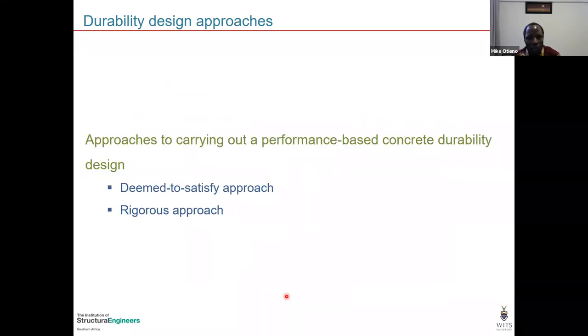There are two main approaches in terms of carrying out performance-based durability design. The first one is what we refer to as the deemed-to-satisfy approach, which is mainly based on empirical knowledge and data: if concrete made using this type of cement in this type of environment has survived for this long, or has proven to survive for a certain number of years, then we can rely on that to design or specify concrete going forward. Otherwise, we have to use a rigorous approach, where I start from scratch, quantifying the aggressivity of the environment and developing our mix designs. And that's where we want to go.